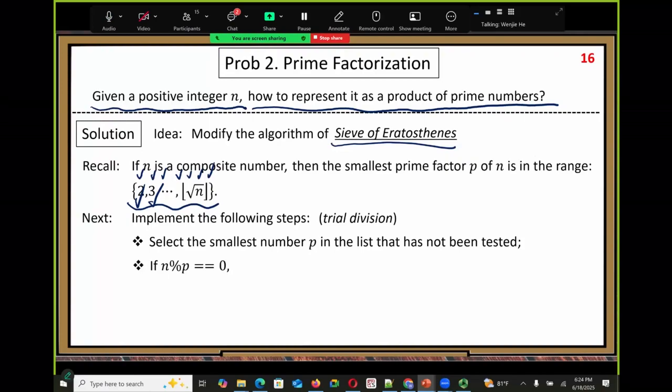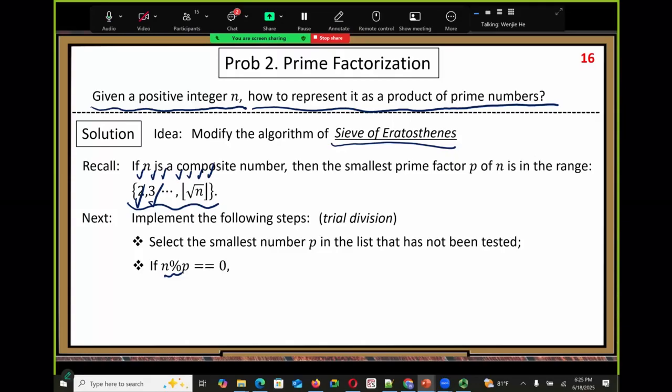Then we apply this modular operation, n mod p. We do integer division, but we only look at its remainder, right? So this percent sign, we know that's the modular operation. We use the mod operator.